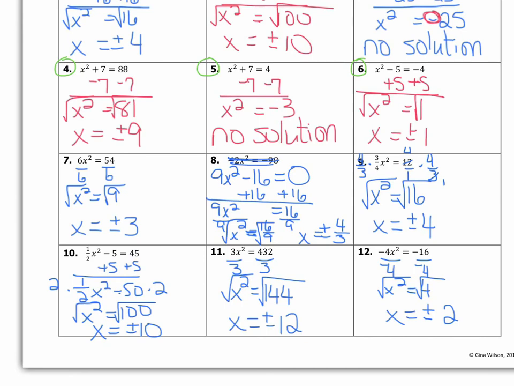All right, I got plus or minus 10 for number 10, plus or minus 12 for number 11, and plus or minus 2 for number 12.